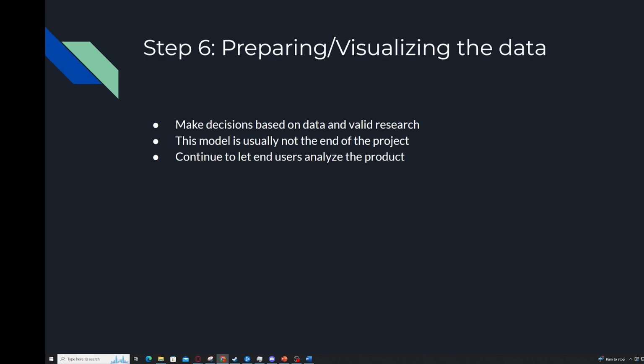Make decisions based on the data and valid research. This model is usually not the end of the project. Continue to let end users analyze the product.